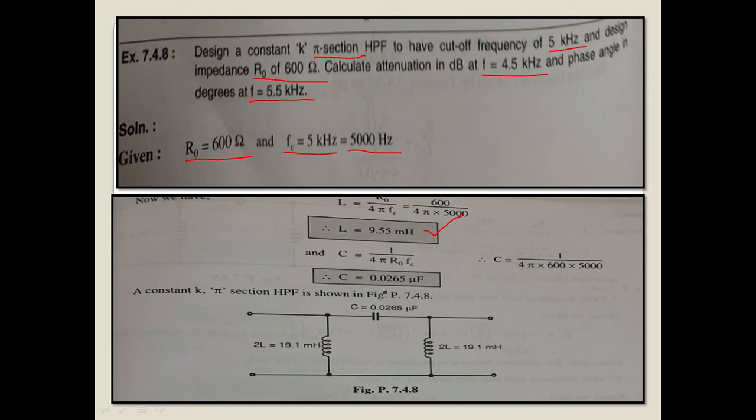Therefore C is equal to 0.0265 microfarad. So the constant K pi section of the high pass filter is as shown in the figure. That's why the value of C is 0.0265 microfarad, and the value of 2L which is equal to 19.1 millihenry, and which is connected in parallel to form the pi section of the high pass filter.